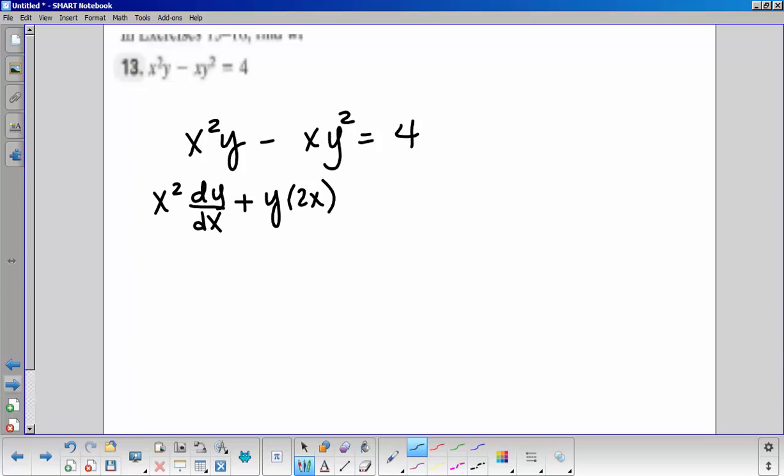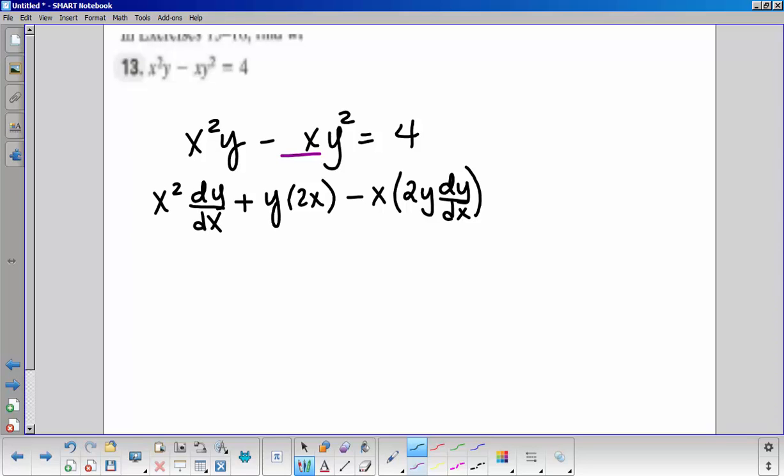Okay, so now when I'm doing the second product rule here, I use the first as negative x, so I distribute that pesky negative. So the next product rule is going to be first, which is negative x, the second, which is 2y dy/dx, right?